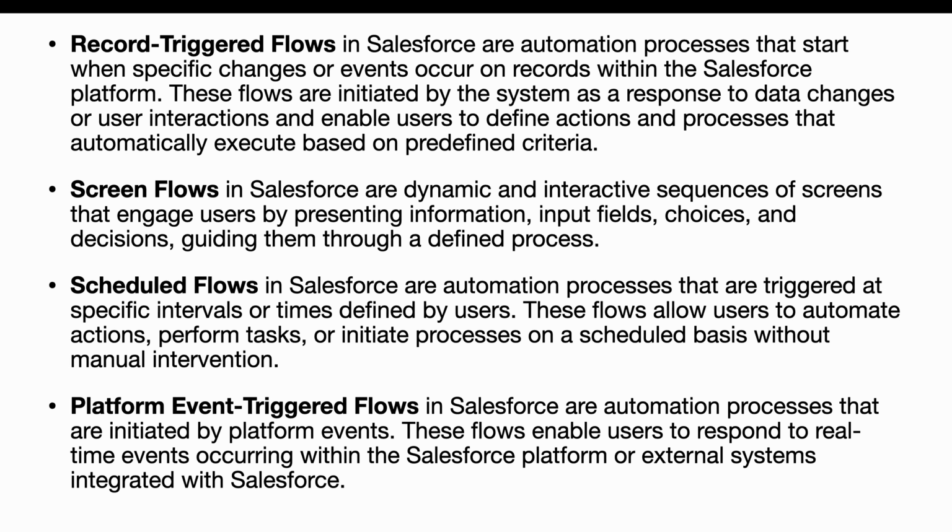First come record triggered flows. These flows in Salesforce are automation processes that start when specific changes or events occur on records. So essentially, when a Salesforce record is being created, updated or deleted, this flow performs some actions or executes some tasks for you. Whatever conditions you write, it's going to execute them.